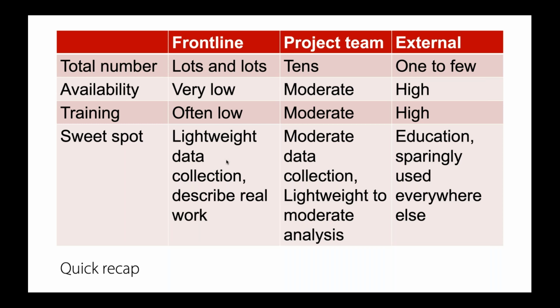Availability to help per person is very low from the frontline. Project team has moderate. External could have high. Training is often low. Project team is moderate. External is high. And the sweet spot is this kind of lightweight data collection describing real work. Project team is moderate data collection, lightweight to moderate analysis. And then external is kind of education, sparingly used everywhere else, bring in patterns, kind of help and advise that way.